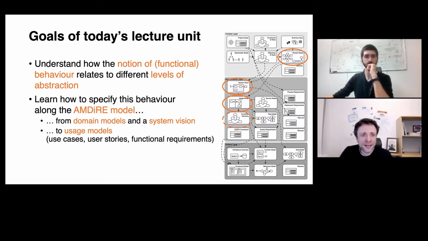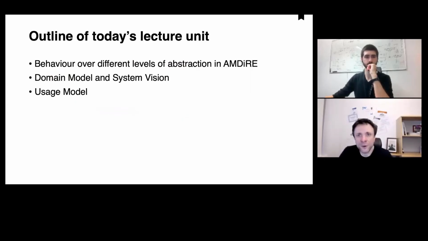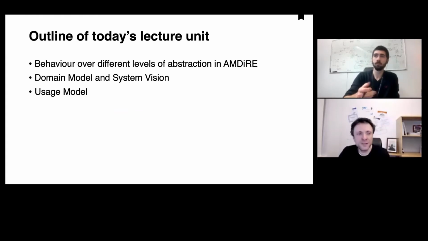Now, let's directly start. Today, we will focus on three topics. Number one, we will be discussing how this general notion of functional behavior relates to the different levels of abstraction in AMDIRE, before then discussing the single content items, the domain model, the system vision, and the usage model in more detail. This is exactly the point where we will be opening the little windows of our Advent calendar and look inside these content items.